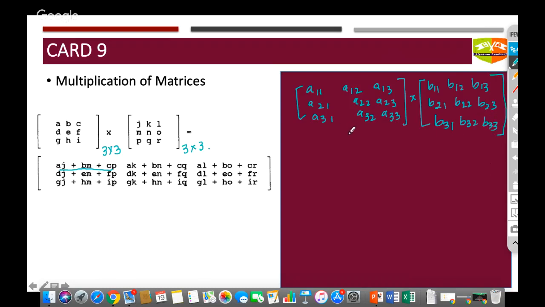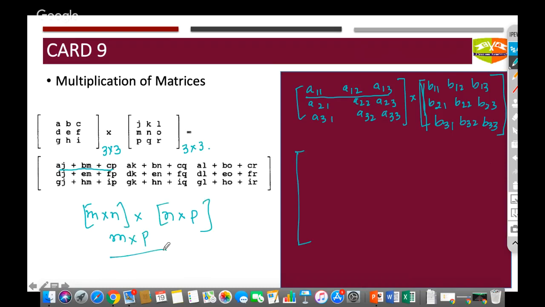Now the multiplication method is pretty simple. You take the first row and first column the first time. So try to understand the order of the multiplication. What would be the order of the multiplication? I am writing here, if you have a matrix of m into n and you have a matrix of n into p here, suppose, and you multiply these two matrices, you find the order of the resulting matrix is m into p.